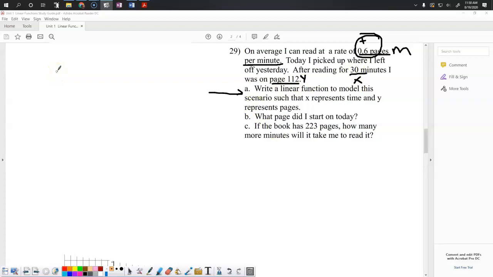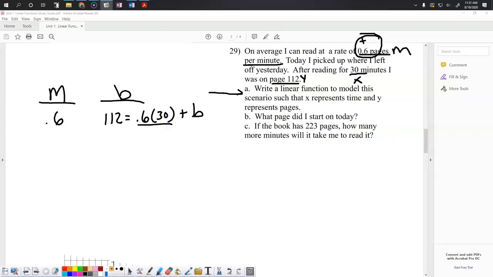And how do you do that? Well, we've been doing it quite a bit in this study guide. So the first thing you do is you write down your slope, 0.6. In this case, it's a positive 0.6 because the number of pages I'm reading is increasing. The next thing I'm going to do is find the b. So we're going to plug in our y value for y, plug in our slope, and plug in our x value for x to the y equals mx plus b formula. And then we're going to solve for b.